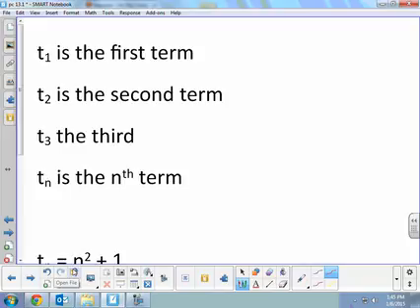Just to get some terminology, if you see T sub 1, that means that it's your first term. T sub 2 is your second term. T sub 3 is your third term. T sub n would be whatever term there is, your nth term. Depending on what your n is, that's where the placement would be.